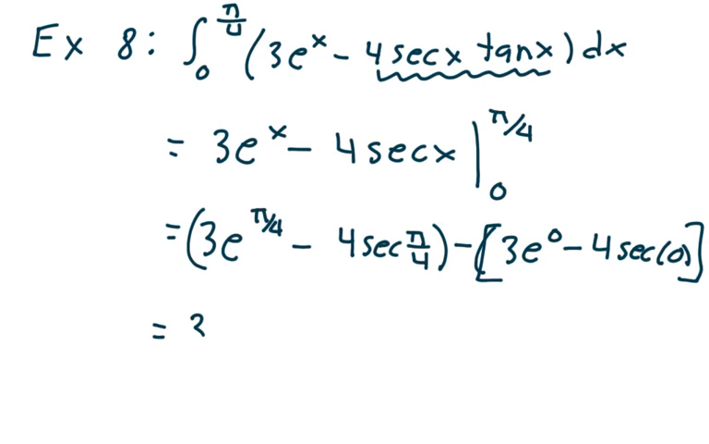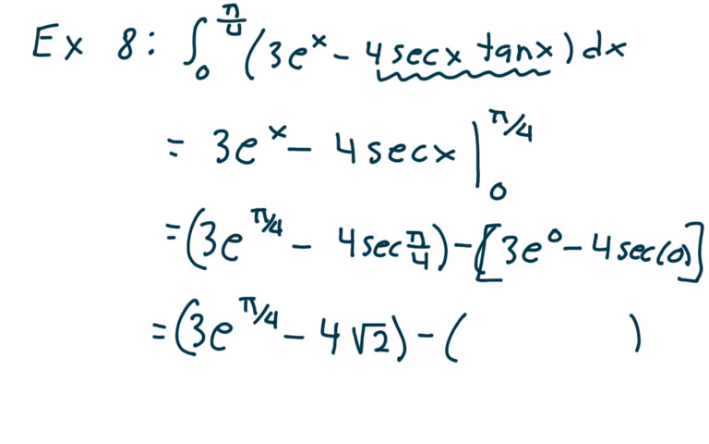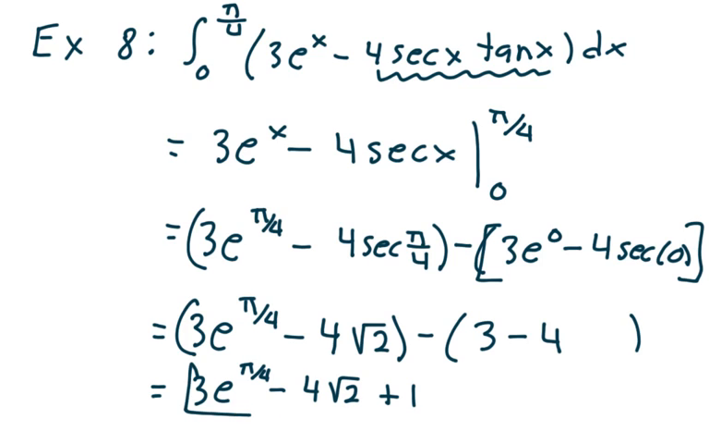And so here I get 3e to the pi over 4. Secant of pi over 4 is square root of 2. So this is minus 4 square root of 2. And then I'm going to subtract. E to the 0 is 1. 1 times 3 is 3. So you get 3 minus 4. And so when I go to simplify, I get 3e to the pi over 4 minus 4 square root of 2. Minus a negative 1 is plus 1. And that would be the answer for example 8.